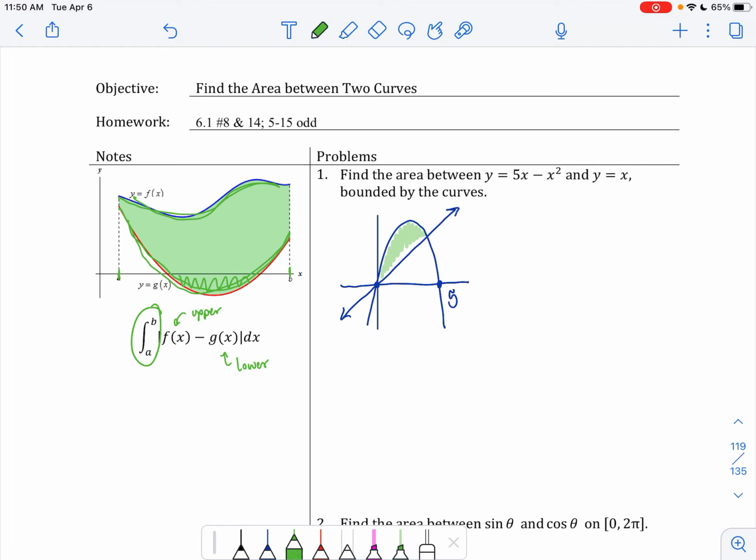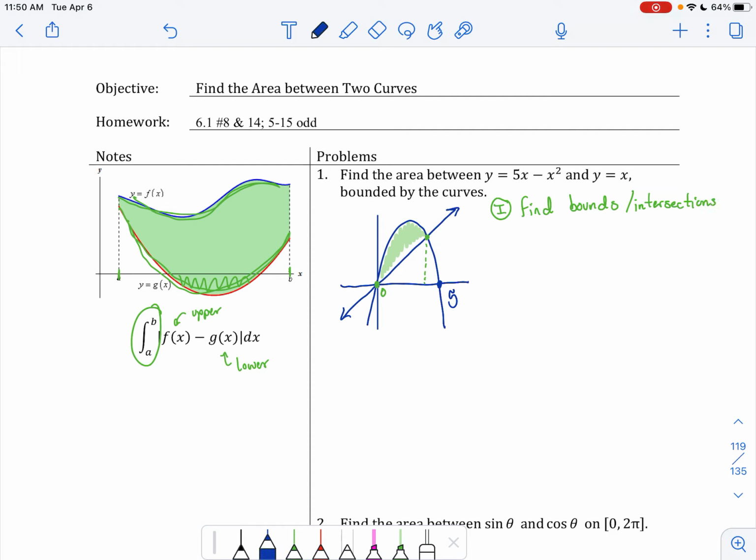Now, the bounds of this section are going to be the intersection points, and they're on the x-axis. This one is nice to find. It's 0. The other point here we have to find, and that's going to be the first thing: if not given, find the bounds of the region. Sometimes they'll be nice and say, okay, between x equals 2 and x equals 10. If they don't, you need to find them because they are often going to be the intersections of the curves.